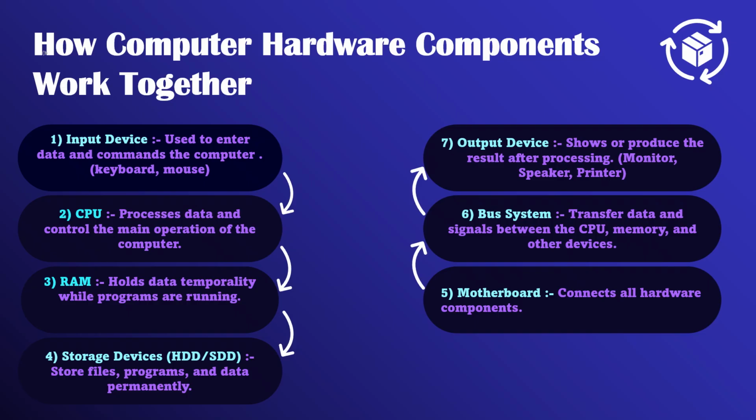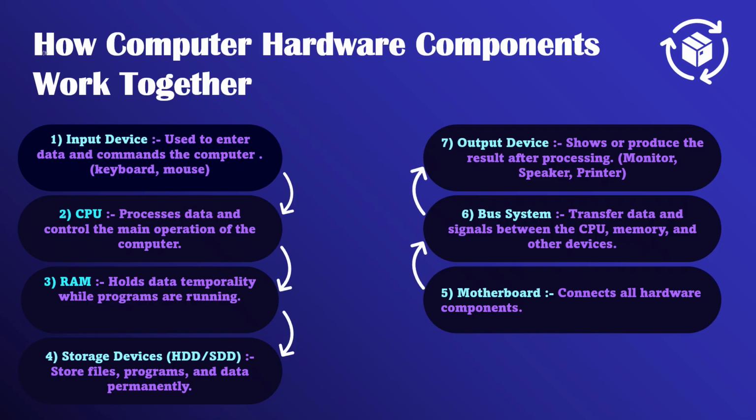That information is then sent to the CPU, which processes the data and controls the main operation of the machine, right? While programs are running, the computer uses RAM to hold data temporarily, giving quick access to whatever is currently in use. For anything that needs to be kept permanently, like your files, photos, or installed programs, the computer relies on storage devices such as hard drives or SSDs.